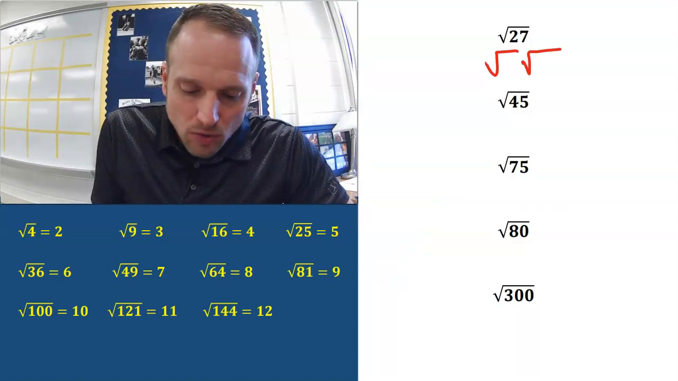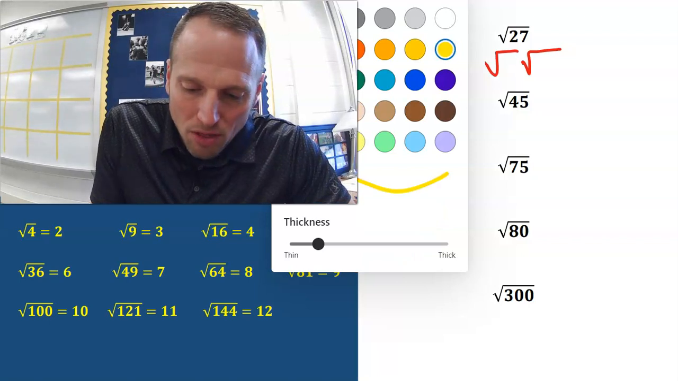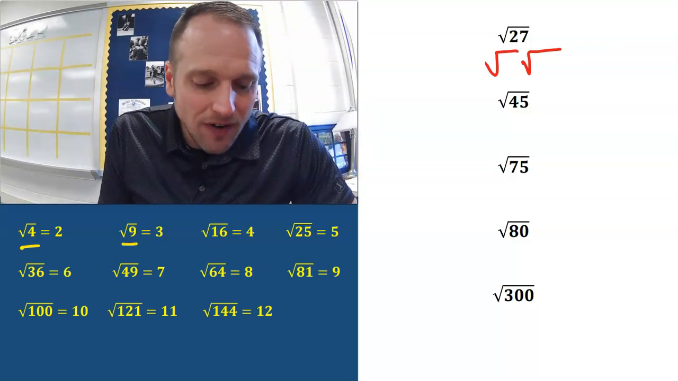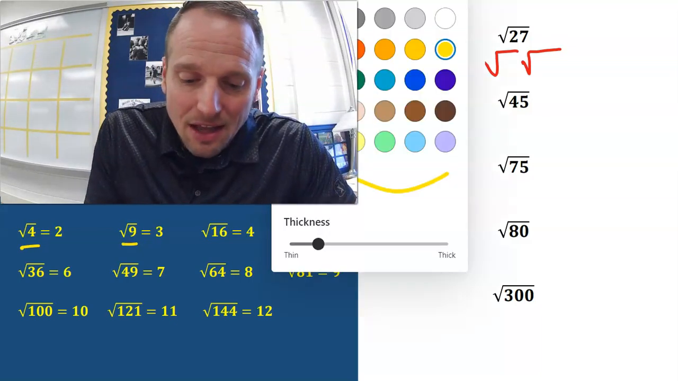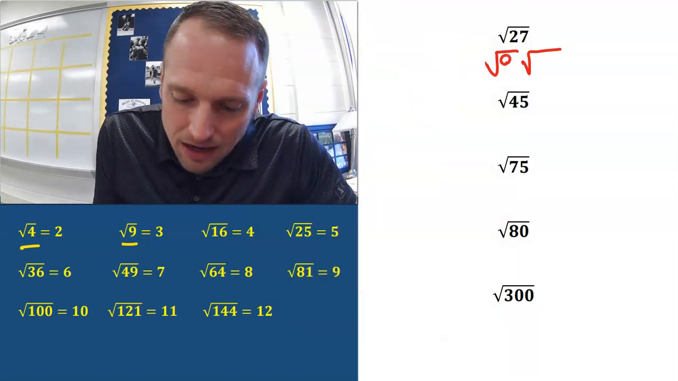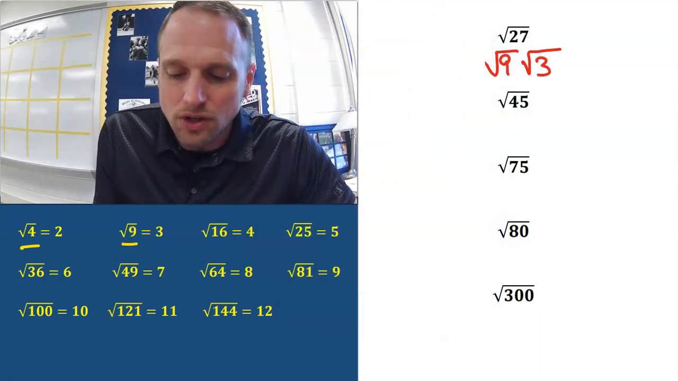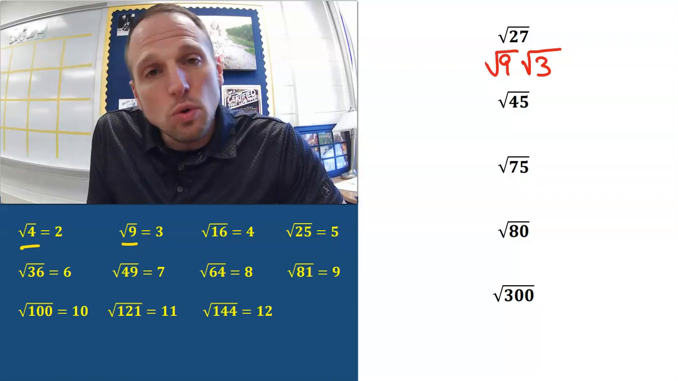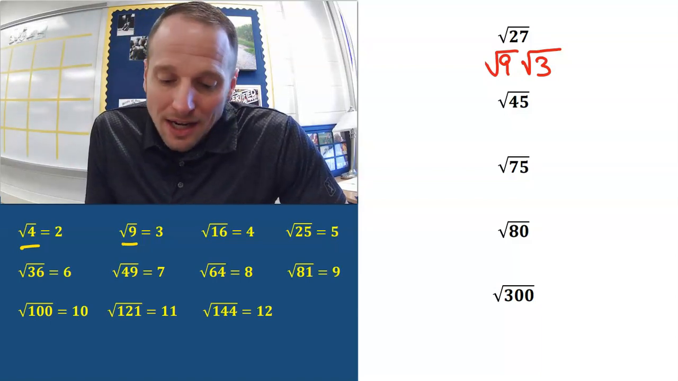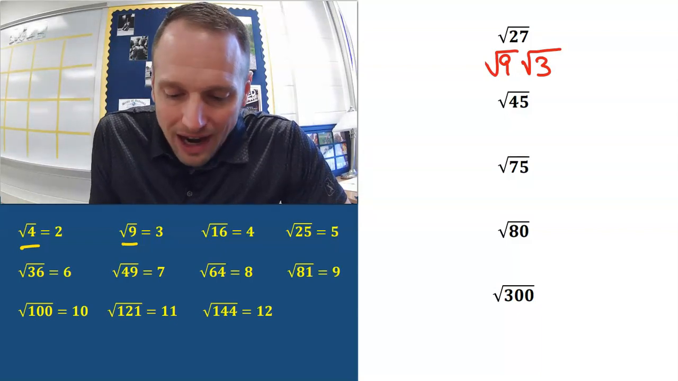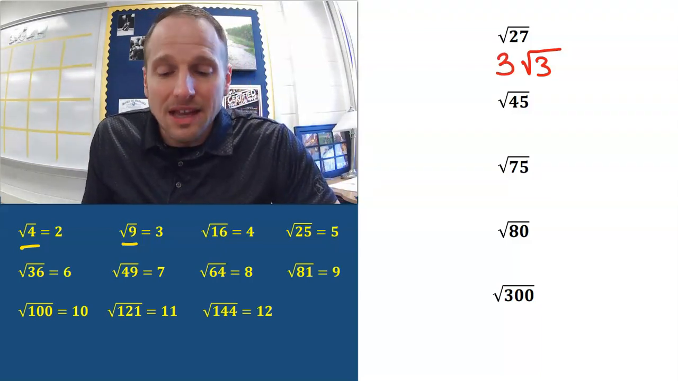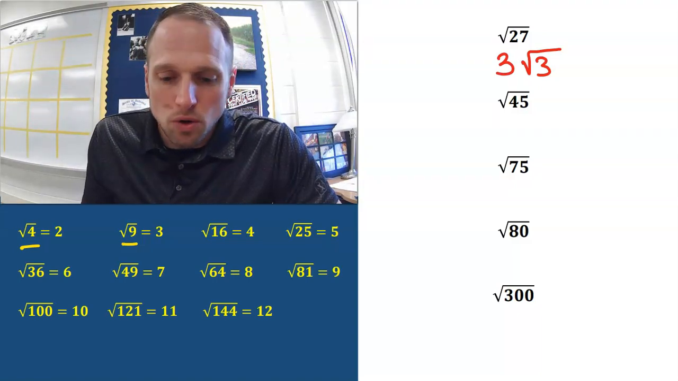Let me walk you through my thought process. Can I take 27 divided by 4? I can't. 27 divided by 9? Yes, I can. 27 divided by 9 is going to be 3, right? So root 9 times root 3 is equal to root 27. Now here's what's kind of cool about this. The square root of 9, I can just erase that and write a 3. So the square root of 27 is equal to 3 times the square root of 3.